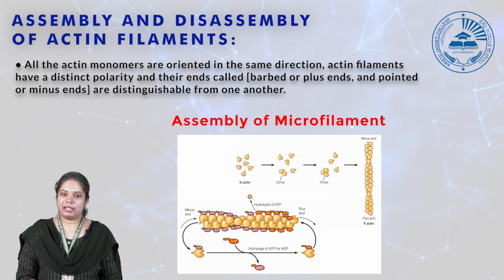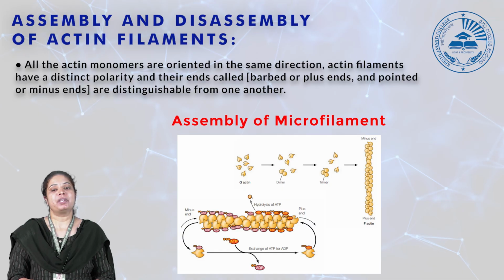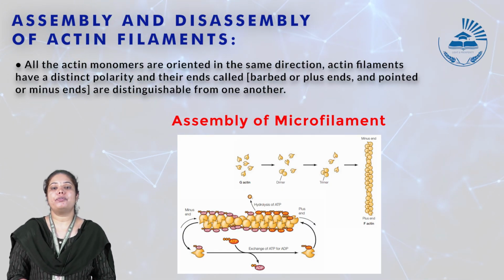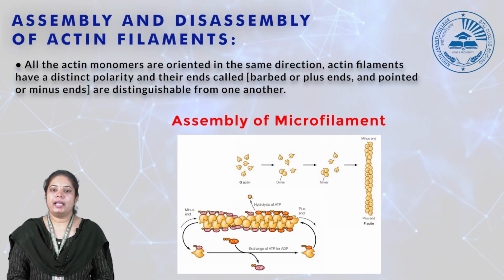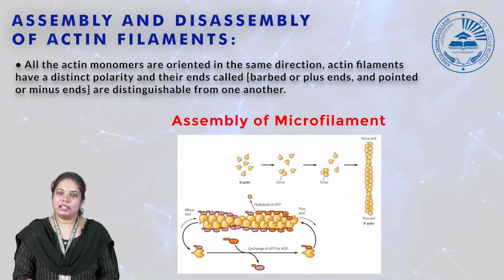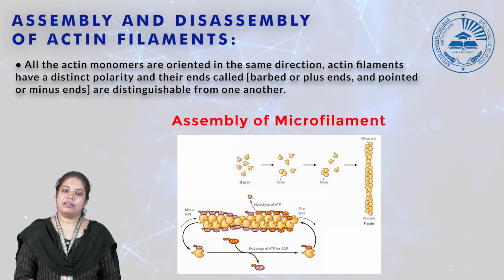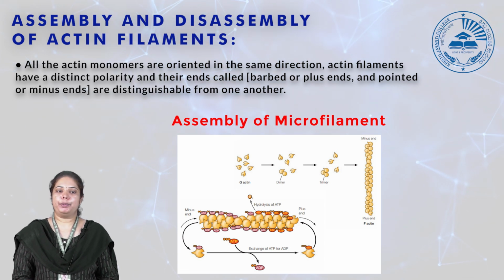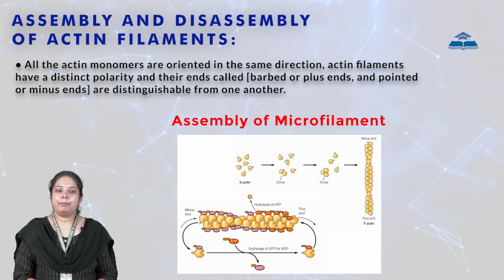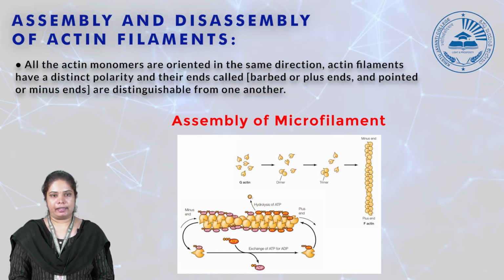The difference is that at the plus end, the rate of polymerization is greater than the rate of depolymerization. Whereas at the minus end, the rate of depolymerization is greater than the rate of polymerization. So that makes the plus end grow and the length of the minus end decrease. At the plus end, we see more of the G actin with ATP conformation, whereas at the minus end, G actin with ADP conformation is seen. So ATP actin will be polymerized and ADP actin will be depolymerized.